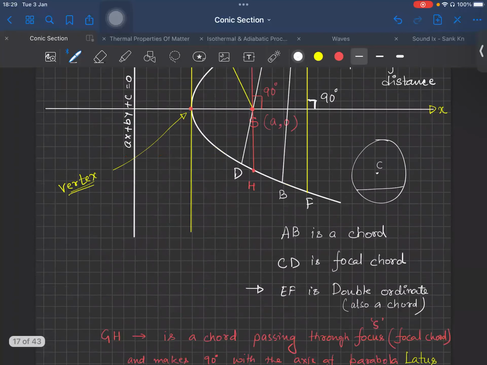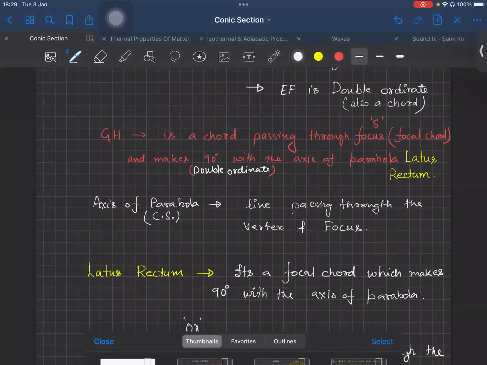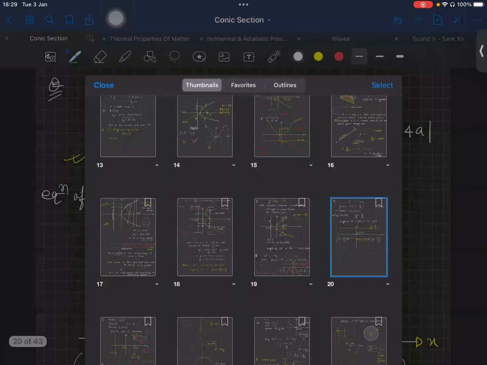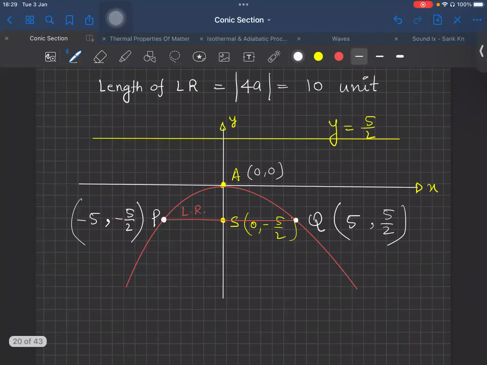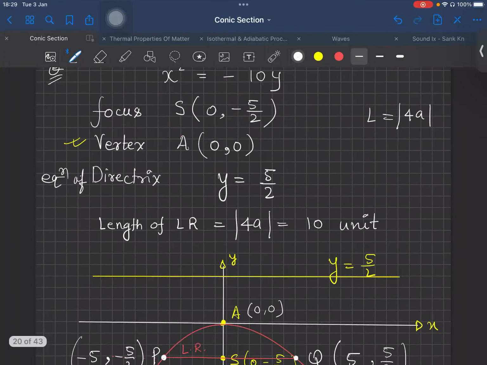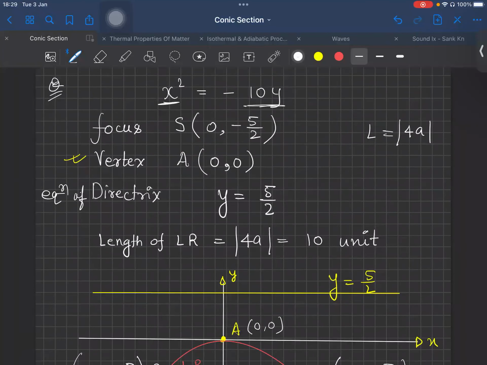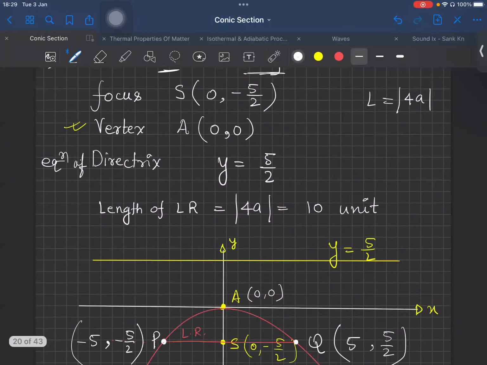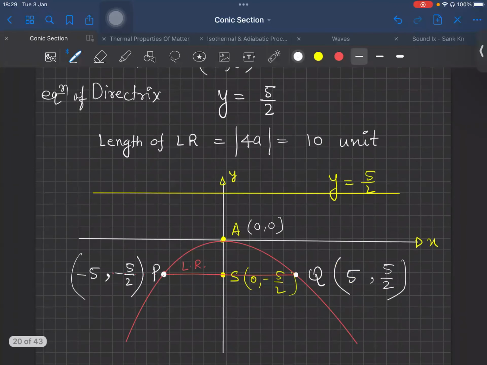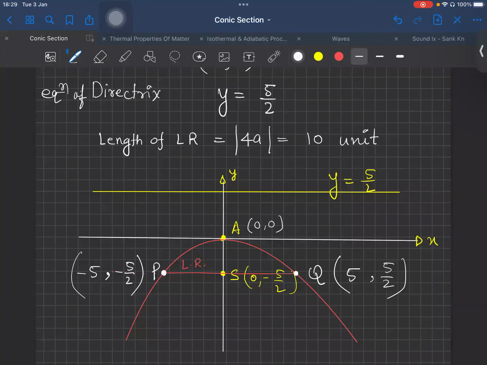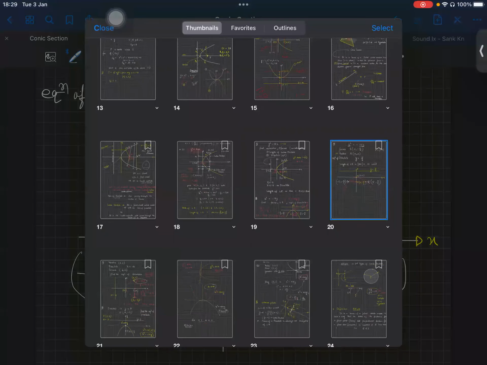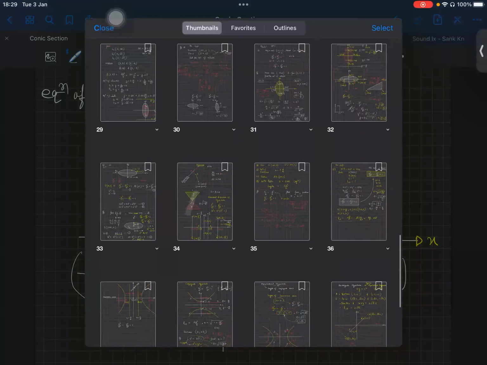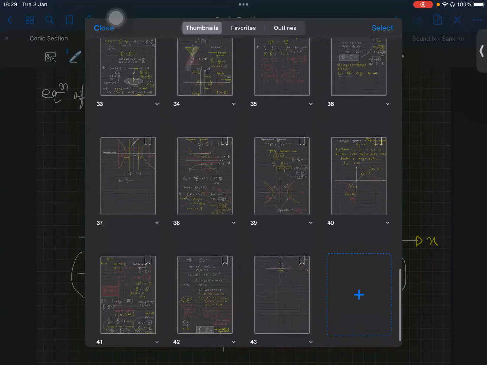Okay, so which shape? Let's say this one. The shape of parabola, either it is upward or downward. What will be the general equation of parabola? X square is equal to 4ay. Negative means its concavity is downward. If concavity is upward, that will be positive. So that is the general equation of parabola. Do you have any doubt here?